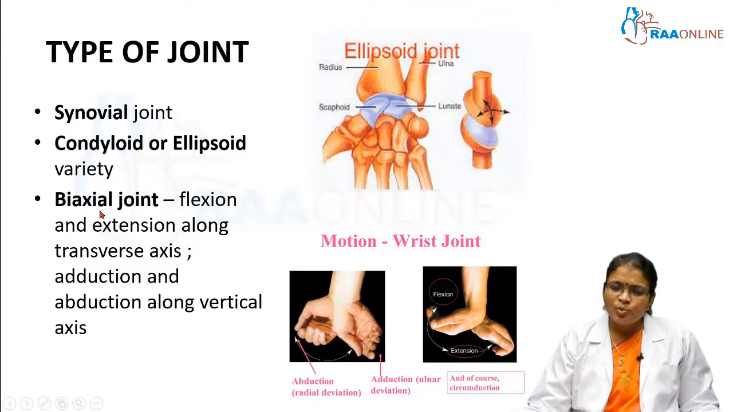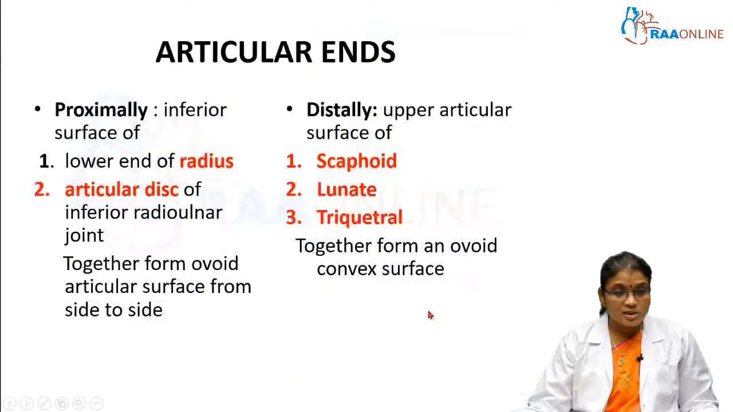And what type of movements are possible here? Movements are possible across 2 axes, therefore it is called a biaxial joint. Flexion and extension occur at the wrist joint in the transverse axis, and adduction and abduction occur along the vertical axis. So it is a biaxial joint. We are now thorough with the type of joint: it is a synovial joint, an ellipsoid variety, and a biaxial joint.